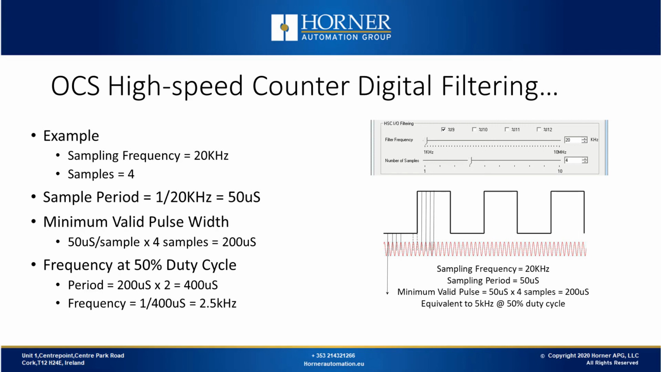So I've got all the calculations here. If I set up this digital filter at a sampling frequency of 20 kHz, then I need 4 consecutive samples before I pass the signal on. My sampling period is 50 microseconds. I need to have 4 consecutive samples to match, which means the minimum valid pulse I'm going to receive is 200 microseconds wide. Let's assume a 50% duty cycle. Then we have to take our 200 microsecond pulse width and double it to get a period of 400 microseconds.